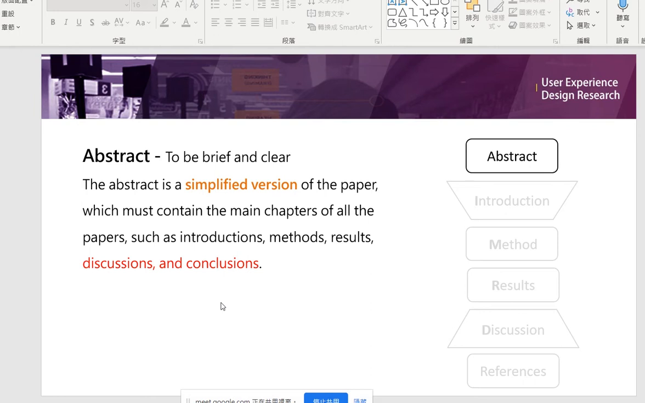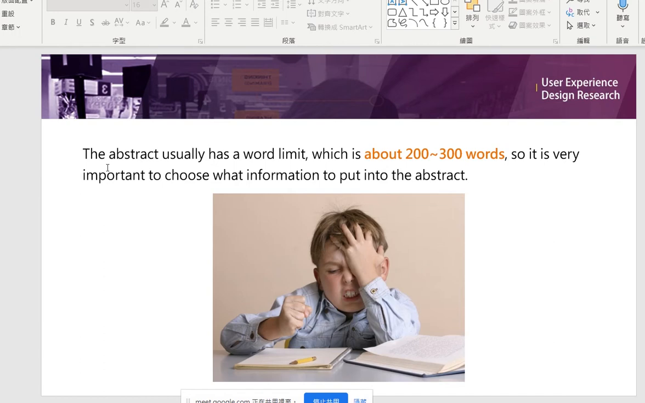But I know it's very difficult. Yeah, so you have to practice and have a presentation, and I could know what your problem is. Okay. And the abstract usually has a word limit, which is maybe 2,000 or 3,000 words. Yeah, in the international conference.